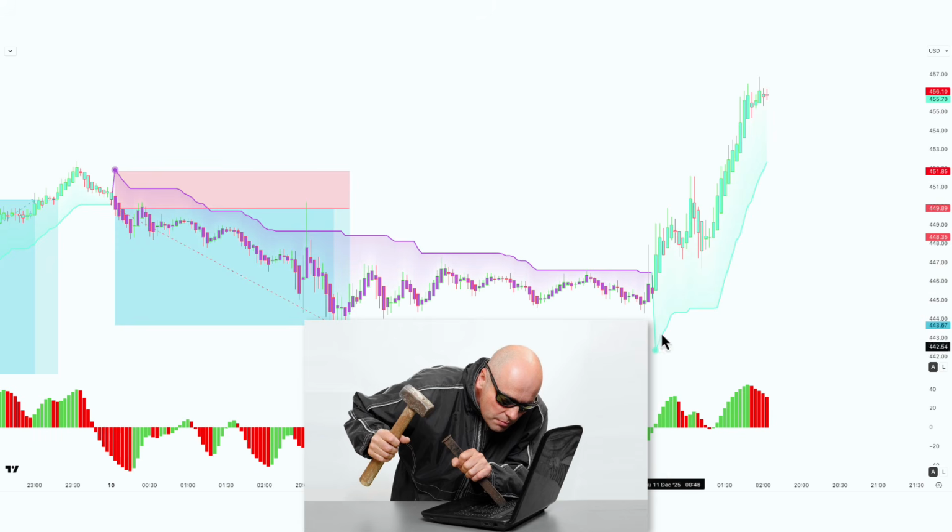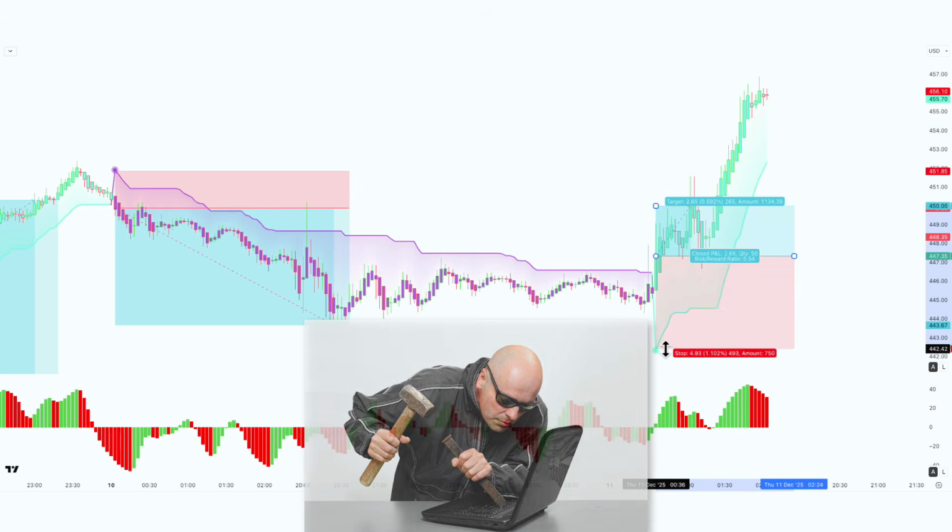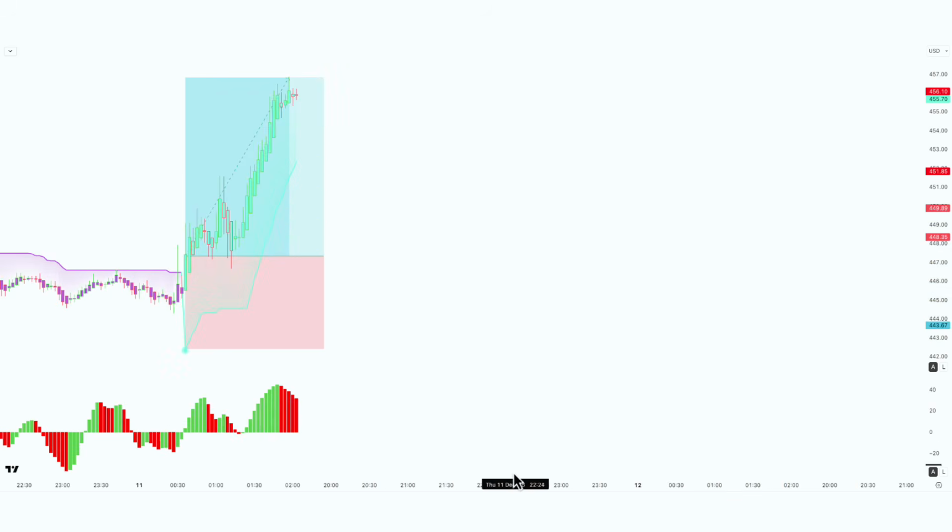This isn't about adding more tools. It's about selecting smarter ones. Because serious trading isn't crowded.